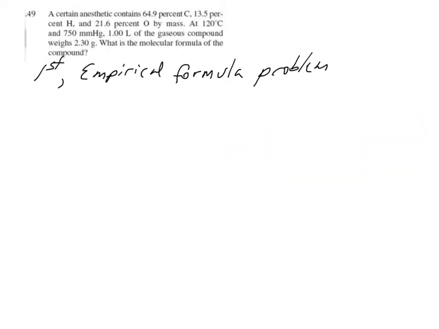So in this problem, it asks, a certain anesthetic contains 64.9% carbon, 13.5% hydrogen, and 21.6% oxygen by mass. They also tell us at 120 degrees C and 750 millimeters of mercury that 1 liter of the gaseous compound weighs 2.30 grams, and they ask us, what is the molecular formula of the compound? So the first thing we have to do is, this is first an empirical formula problem. So by the video magic, we're going to pop up the empirical formula.